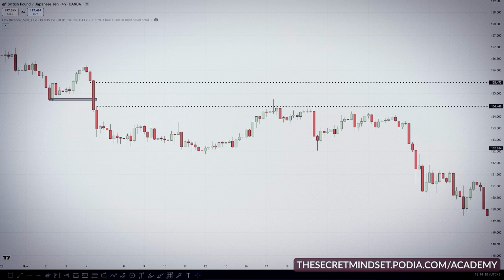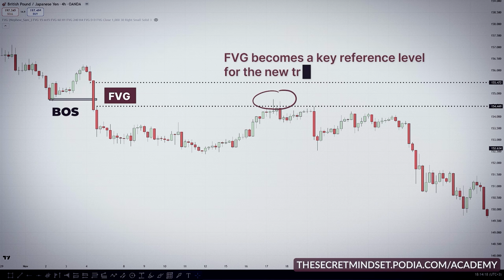So after spotting the break in structure and gap, don't chase the initial move. The best trades come when price revisits these levels and shows clear reaction. This gap becomes a key reference level for the new trend direction.